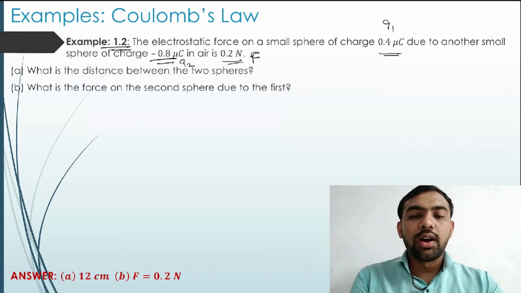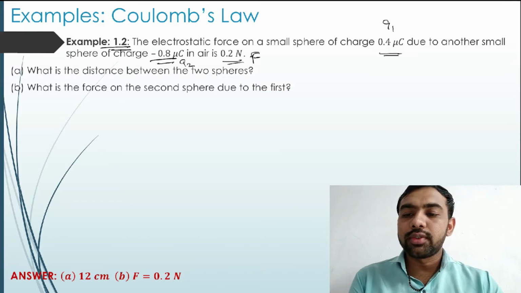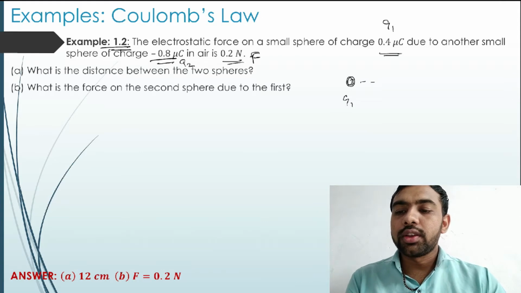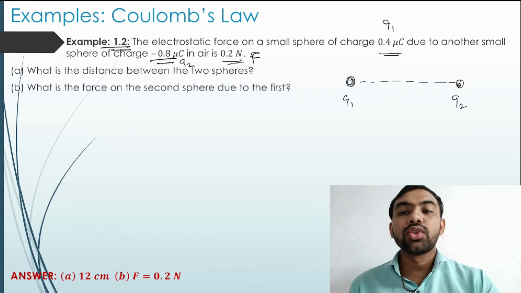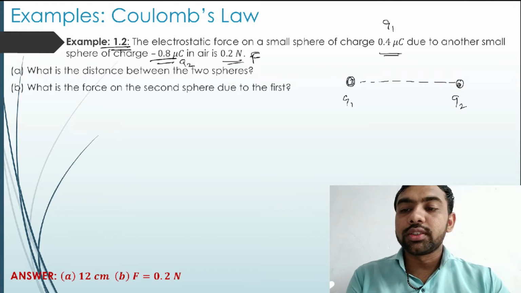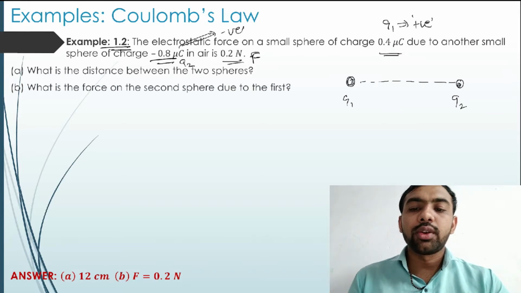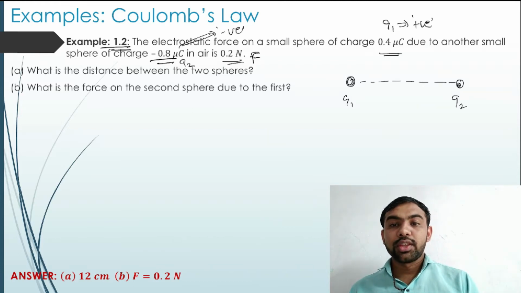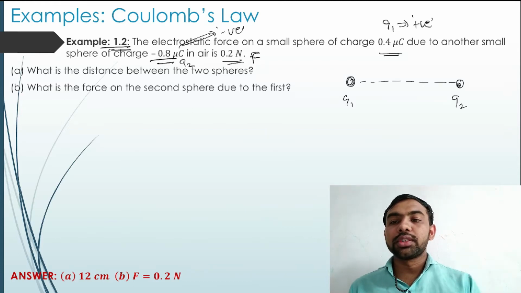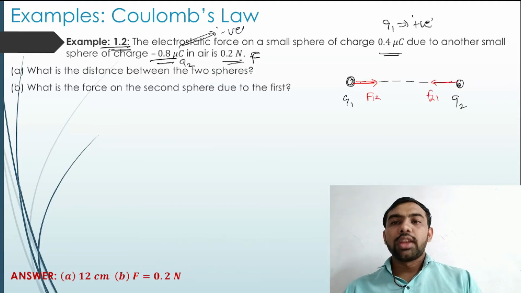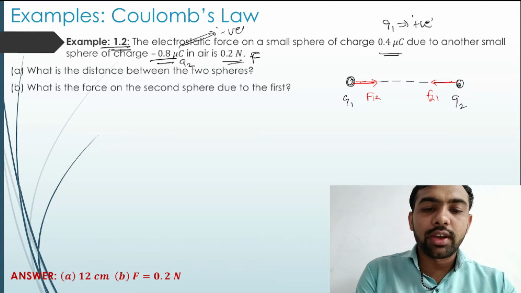Now what do we have to find? What is the distance between the two spheres? Let's consider this is sphere 1 with charge Q1, and somewhere here is sphere 2 with charge Q2. Both charges are opposite in nature, this charge is positive and this charge is negative. It means whatever force is given, that is the attractive force. If both charges are opposite in nature, then the force is attractive. So here the force is like this, F21. In magnitude, what is the given data?